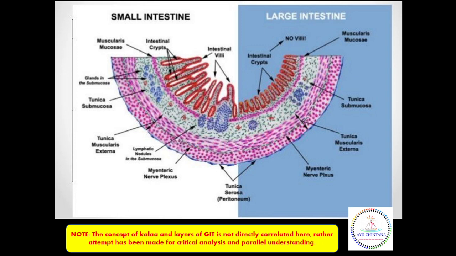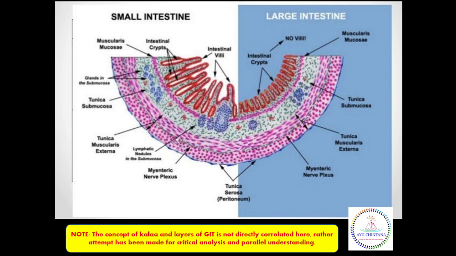When we compare the submucous part of the 4 layers of the intestines, in the submucosa of the small intestine we see glands. There are more glands in the submucosa of the small intestine, while there are fewer glands in the submucosa of the large intestine. Whereas in the muscularis as well as the serosal part, there is not much difference between the small intestine and large intestine. There are myenteric nerve plexuses on both sides. There is tunica muscularis externa on both sides. The variation is seen majorly only in the submucosa and the mucosal area.